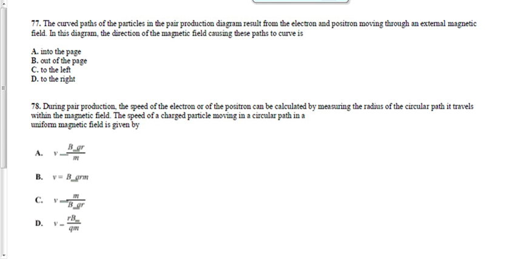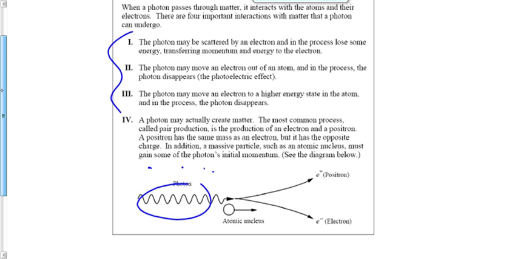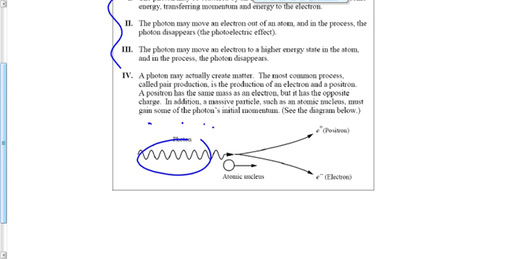The curved paths of the particles in the pair production diagram result from the electron and positron moving through a magnetic field. In this diagram, the direction of the magnetic field is which way? Well, we have two charges in this magnetic field. It's probably either into the page or out of the page. Which one? Well, pick a particle.